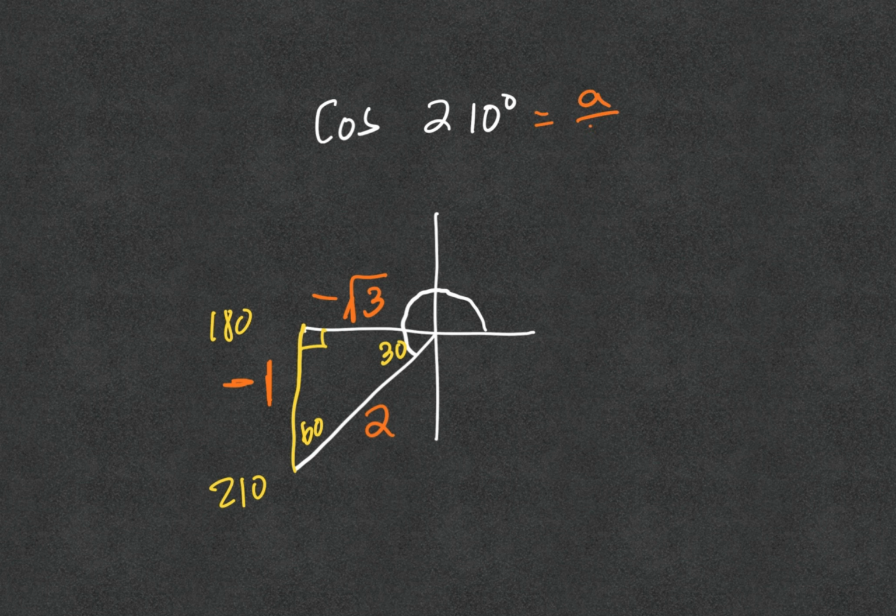Cosine is adjacent over hypotenuse. So from this angle, negative square root of 3 is our adjacent. Hypotenuse is 2. That's your exact trig value for the cosine of a 210 degree angle. Okay. And again, if you don't have a 30, 60, 90 or a 45, 45, 90, you've done something wrong. If your reference angles aren't 45, 30, or 60, you've done something wrong. Recheck your math to make sure you've got that reference angle correct. Questions with this one?